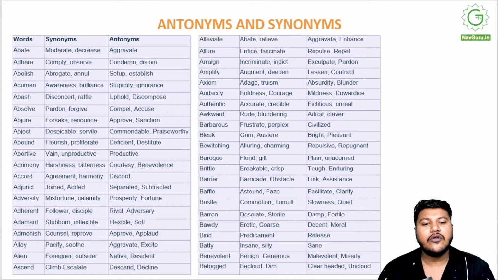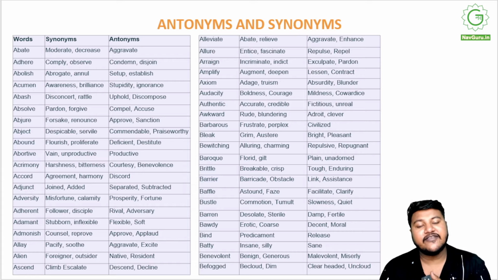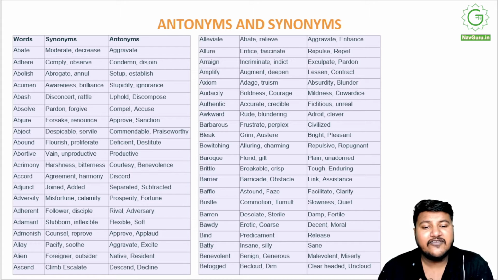Baffle means to astound or phase, so its opposite would be facilitate or clarify. Bustle is a commotion, hustle and bustle as you call it, commotion or tumult, so its antonym would be slowness or quiet. Barren means desolate or sterile, so if it is used in the sense of desolate, then its opposite is damp. If it's used for sterile, then its opposite would be fertile.